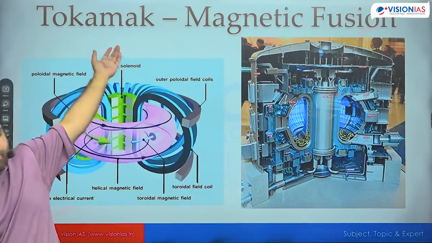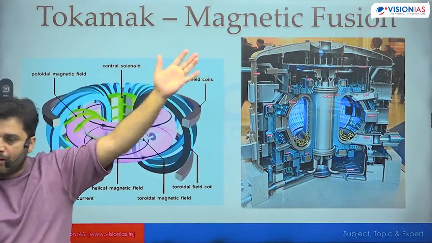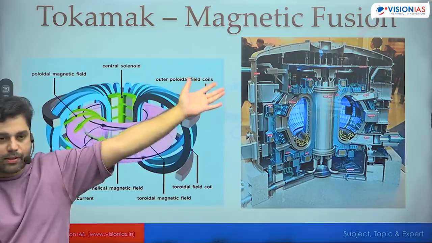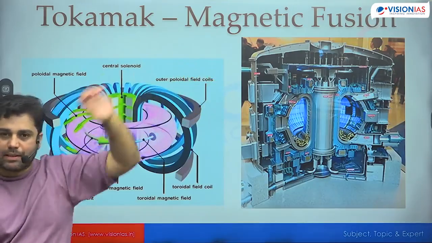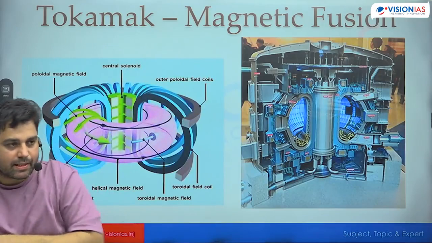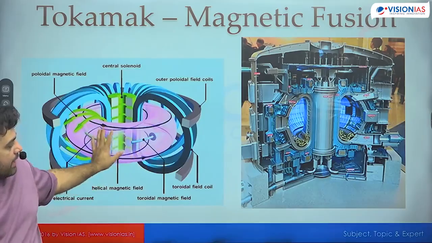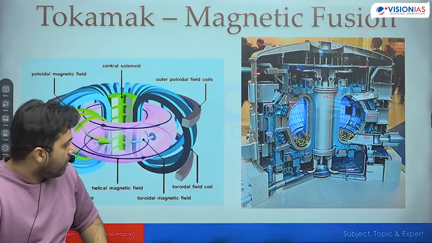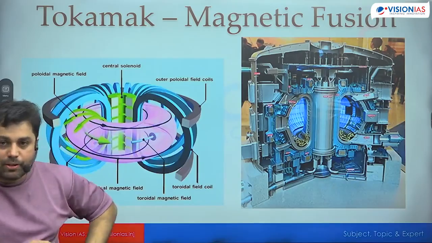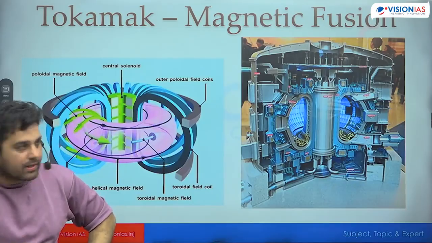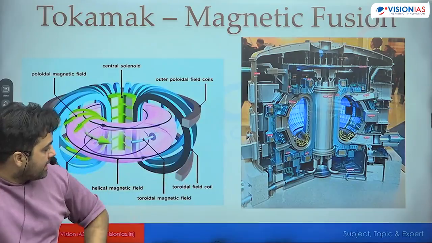The word tokamak is a Russian word. Its full form is something in Russian which we do not need to remember. But one part of it will be something about the impact of magnetic field, something like that. So this was designed by few Russian scientists, and this has become quite popular. One of the operational tokamaks, which will become operational in next few years only, is this particular design.